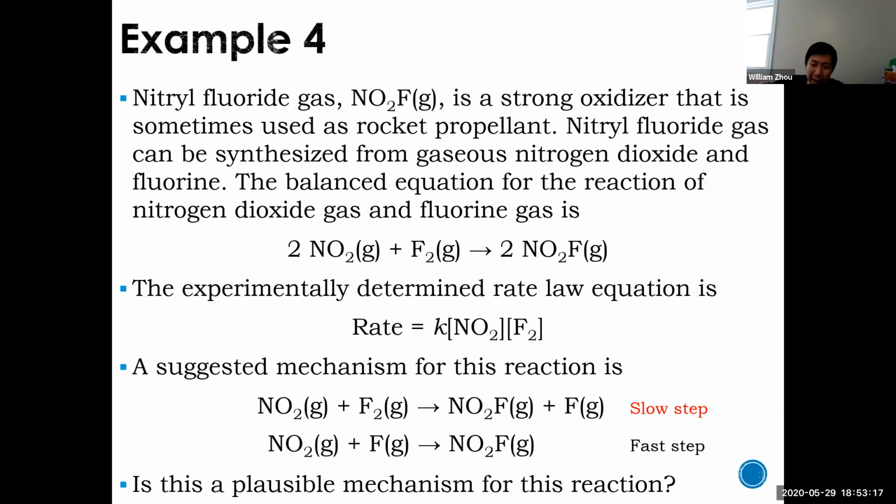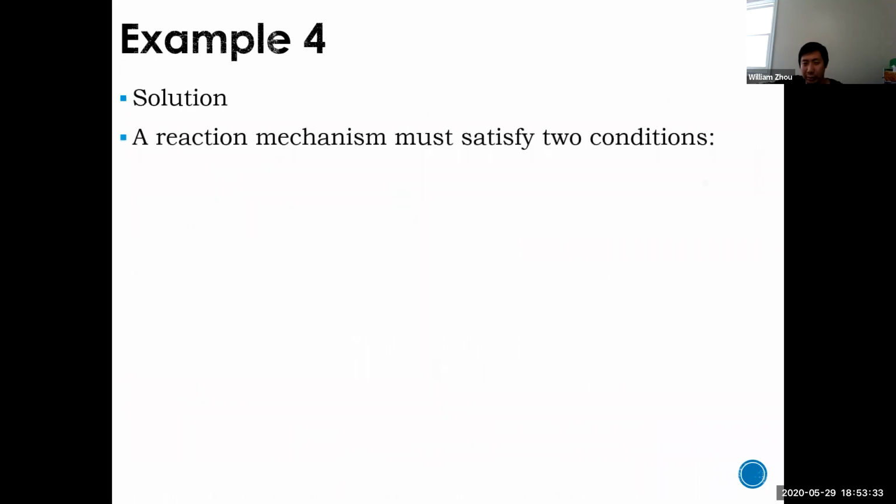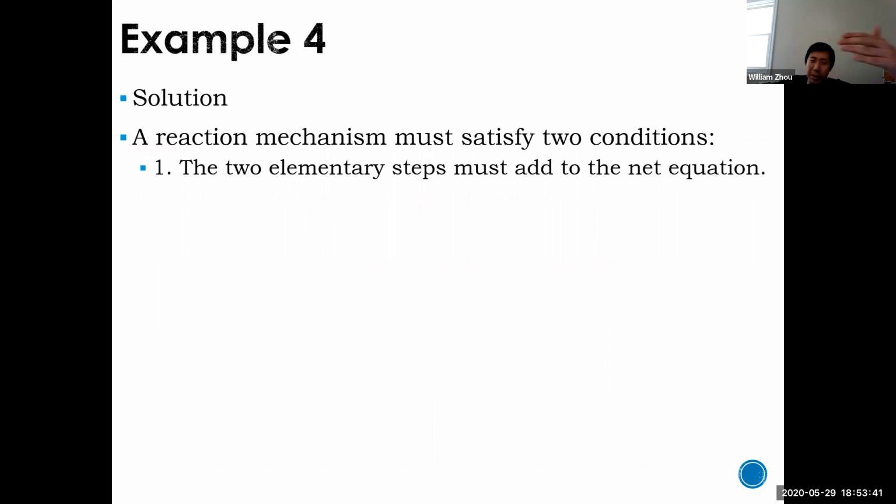So first of all, what do you have to satisfy in order for this to be true in the first place? But you can't just randomly come up with a few steps and call it a mechanism. You have to satisfy certain conditions. You see? Two conditions must be satisfied. In order for this to be true, well, the elementary steps that you propose, they must add up to the net equation. Right? If they don't even add up to the net equation, that is the wrong steps. Right? Just like in Hess's law, you have to add them up to the net equation. Well, same here. They have to add up.